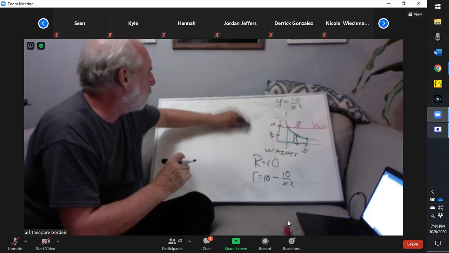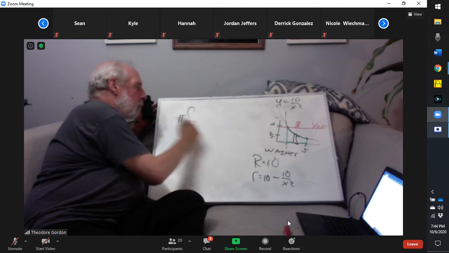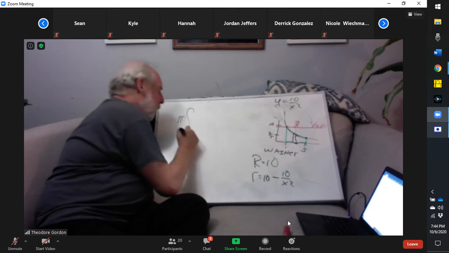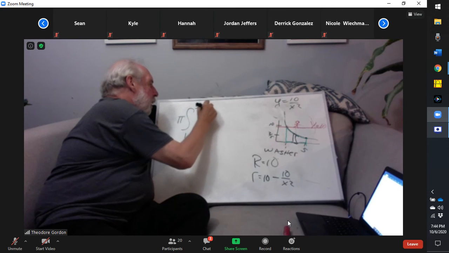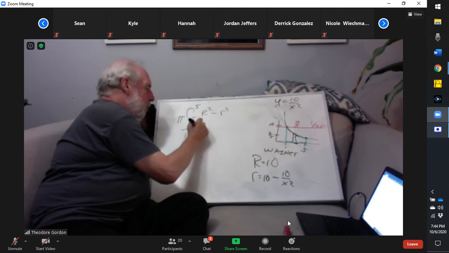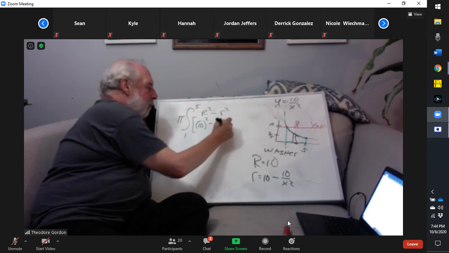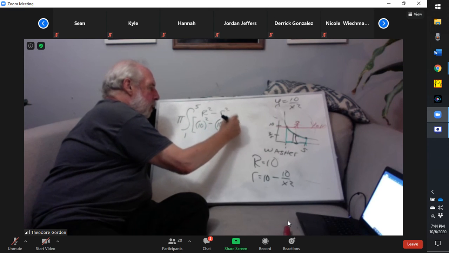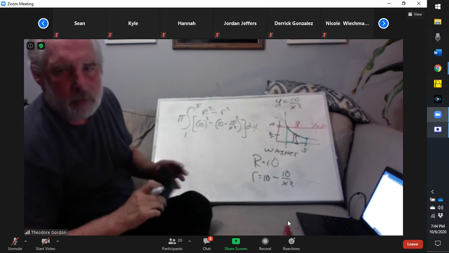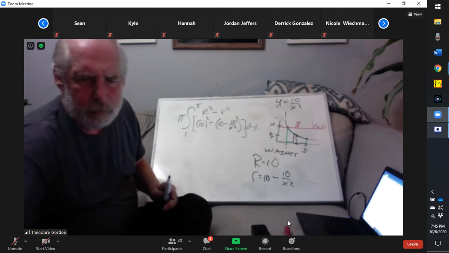Now we go to the formula. So the formula is pi. We're working with dx because it's a vertical rectangle, so 1 to 5. It's big R squared minus little r squared. So that becomes 10 squared minus (10 minus 10 over x squared) squared dx. And there's the setup.